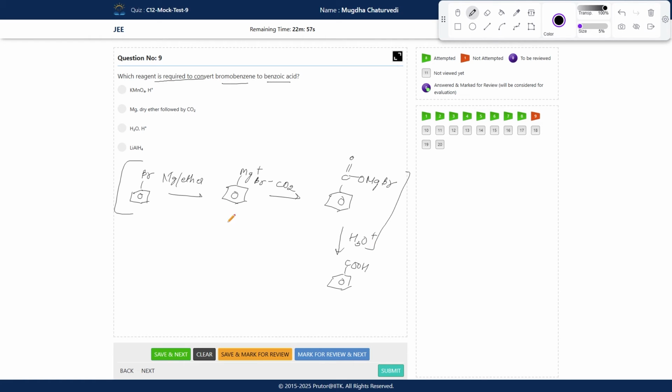In this case, we are using Grignard's reagent. So the correct option will be Mg, dry ether, followed by CO2. So this converts bromobenzene to benzoic acid. So the correct option will be the second option. Now let's see the next question.